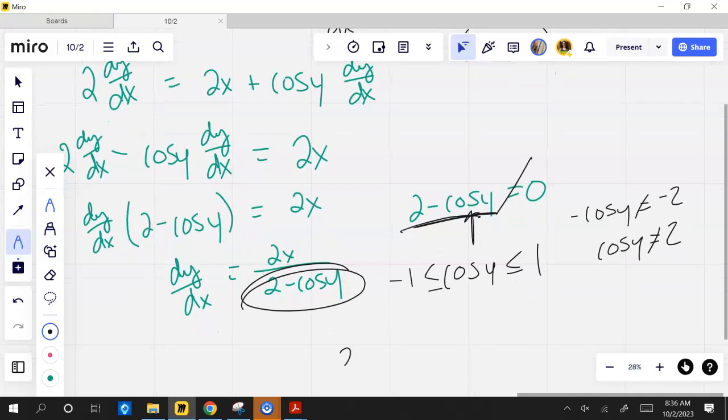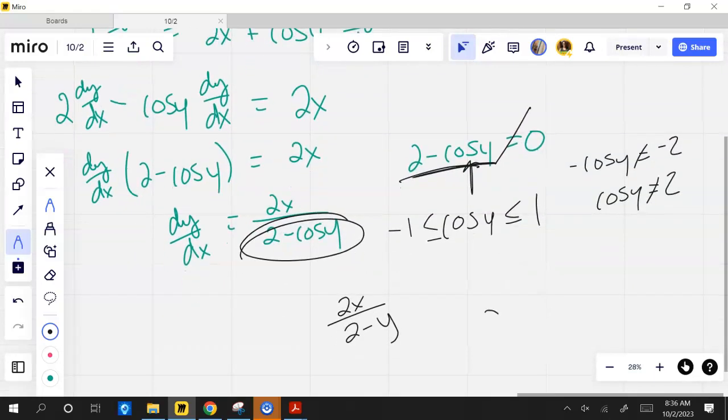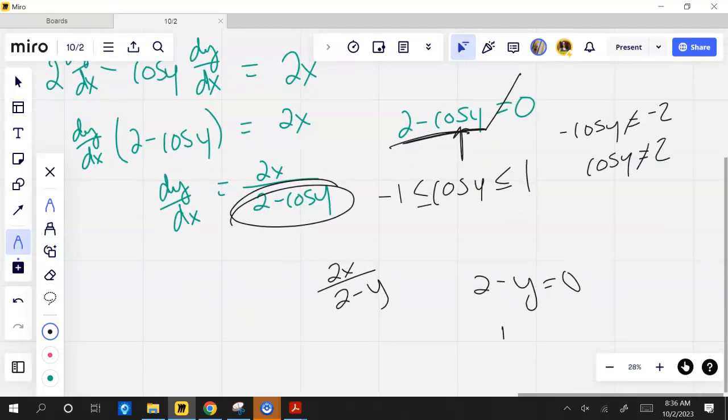Now, if this had been 2x over 2 minus y, well then, could 2 minus y equal 0? Sure it could. It could when y is 2, right? So for this one, where is it defined? Everywhere except where y is 2.